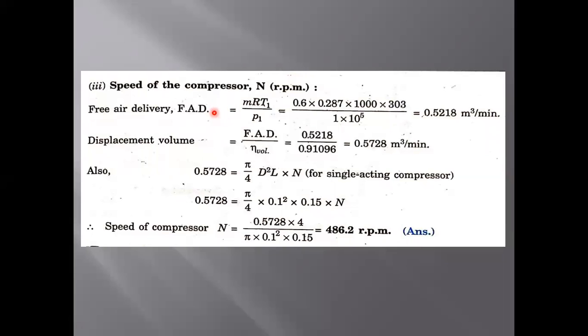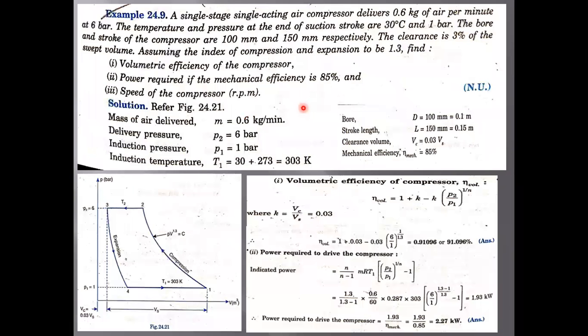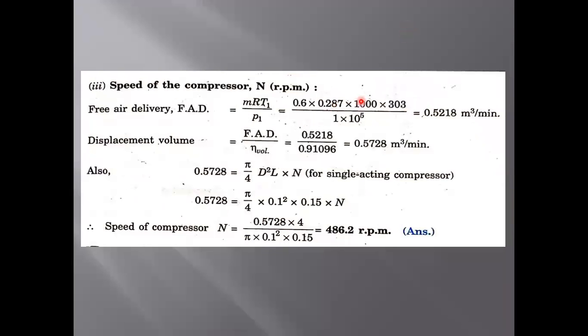So this V, the free air delivered, we are going to take as V1. So V1 is equal to mRT1 by P1, because P from the left side comes to the right side and becomes the denominator. So V1 is equal to mRT1 by P1. We already know the m value, 0.6 kg per minute. Because here we calculate per minute only, there is no need to convert that into seconds.